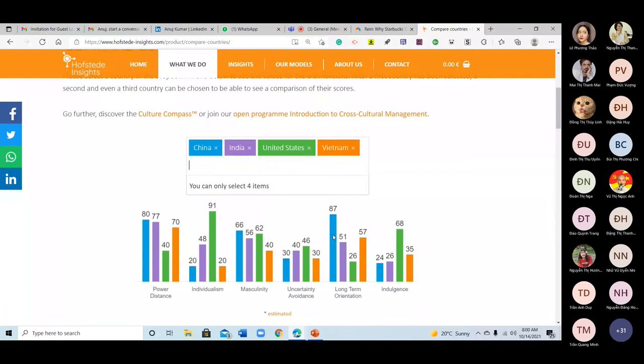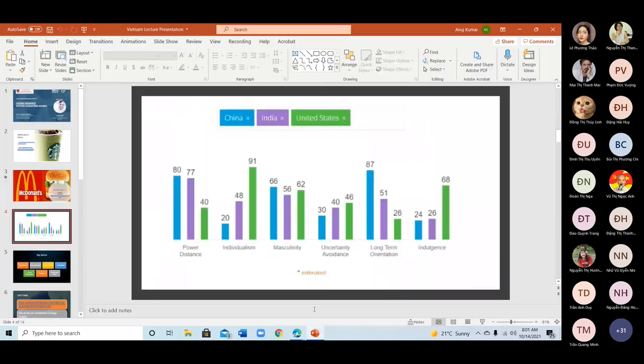Similarly, the score of USA on long-term orientation is only 26. It means short-term oriented. They take quick decisions and don't take that much time in trusting a person at all. Then 51 for India. India is not long-term and not short-term, because it is 51 for long term and 49 for short term. So it's a balanced approach. Similarly for Vietnam, 57 and 43, a balanced approach. So this is one of the models which can help you in understanding the cultural differences between two countries.